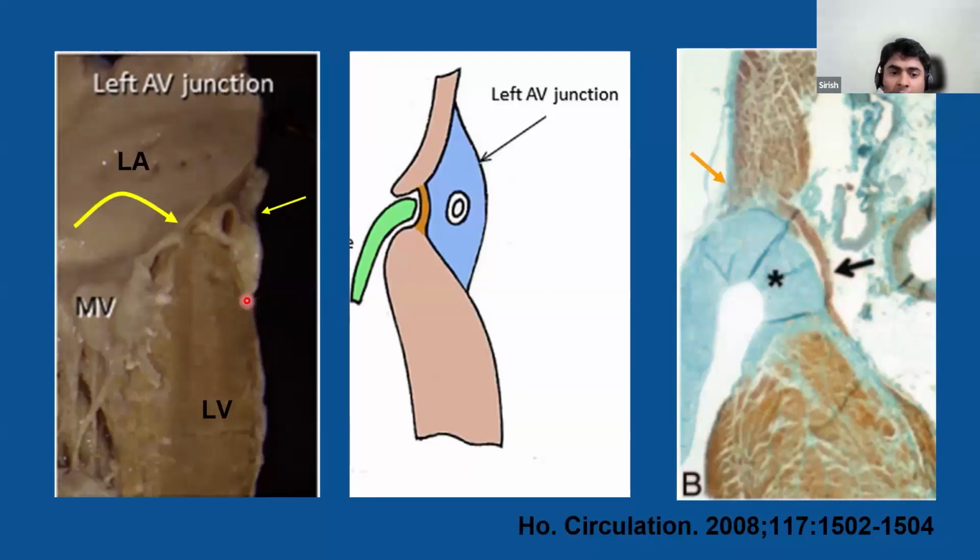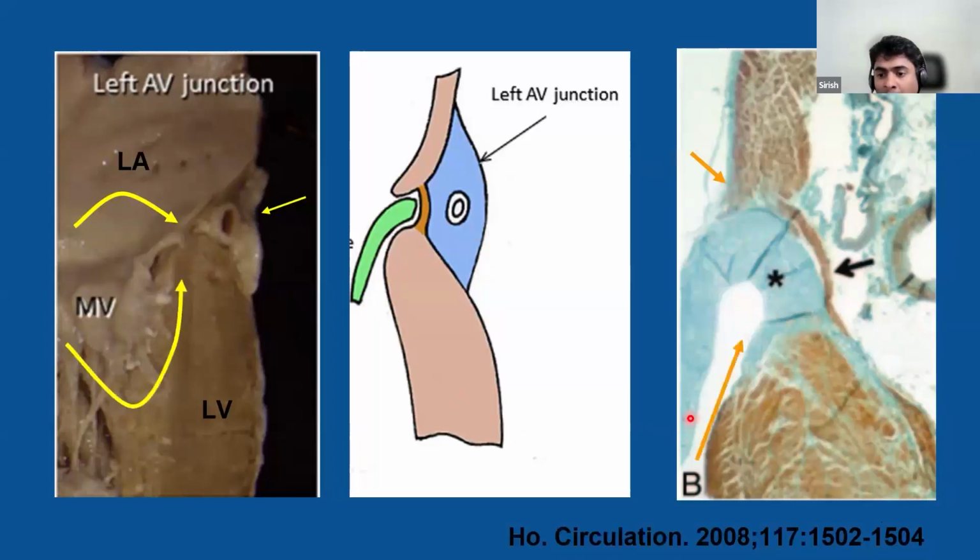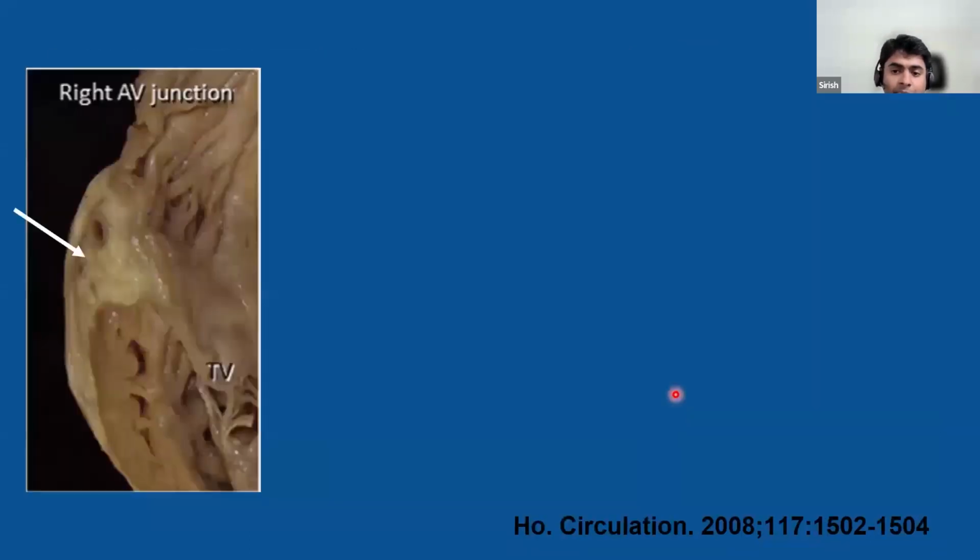So generally, when we are ablating these pathways, we can go transeptally, approach the left atrium, and ablate close to the annulus at the atrial insertion site. We can also go retrogradely, prolapse it underneath the valve and ablate the ventricular end of the accessory pathway. So both transeptal and retroaortic routes can be used to ablate these left-sided free wall accessory pathways.